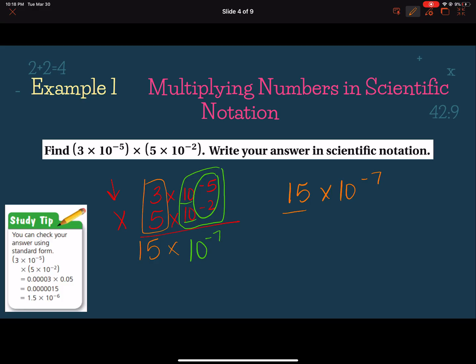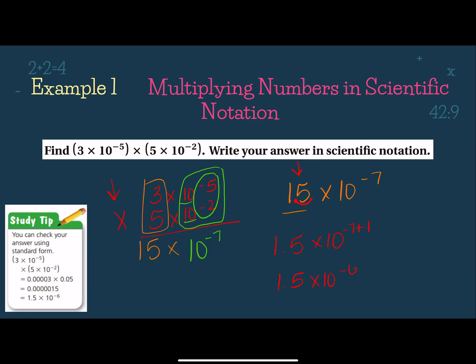So what I have to do is make this be in scientific notation by turning this into a decimal that would work there. 1.5 would work there because 1.5 is between 1 and 10. So what I did was I moved this decimal one place. So I'm still going to have this times 10, but instead of the -7, because I moved it one place, I'm going to add 1 to that. And that's going to give me 1.5 times 10 to the -6. Okay, so that is how this works.